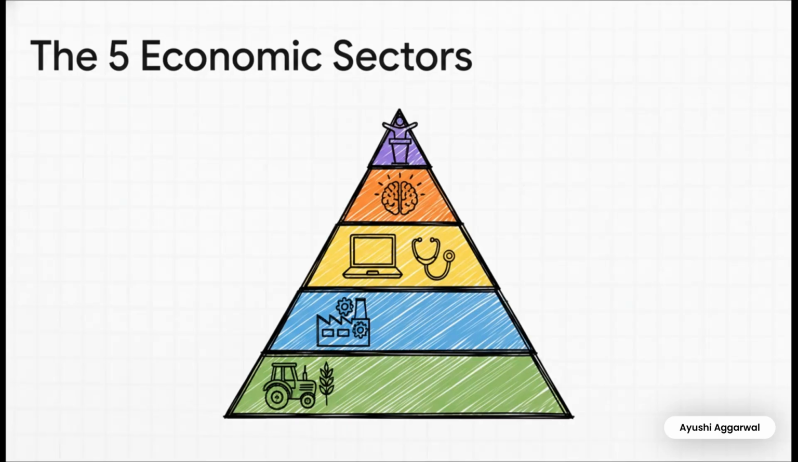So, the primary sector is about raw materials like agriculture and mining. The secondary sector is manufacturing and construction. The tertiary sector is all about services like banking, IT, and healthcare. And now there are two advanced sectors, quaternary for knowledge-based work like R&D, and quinary for top-level decision-makers like CEOs and government leaders.